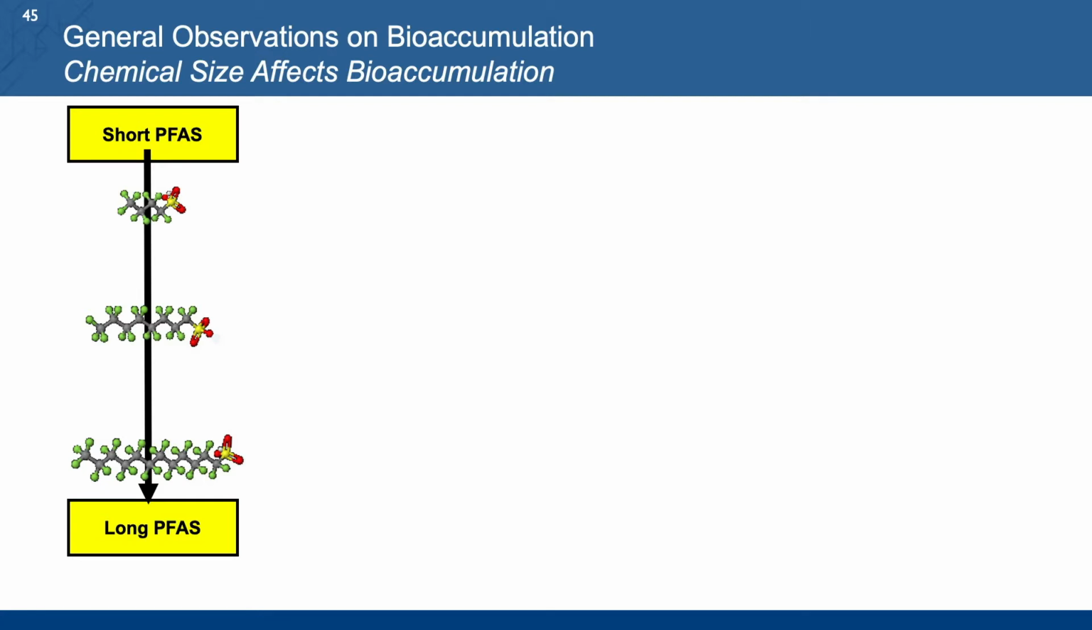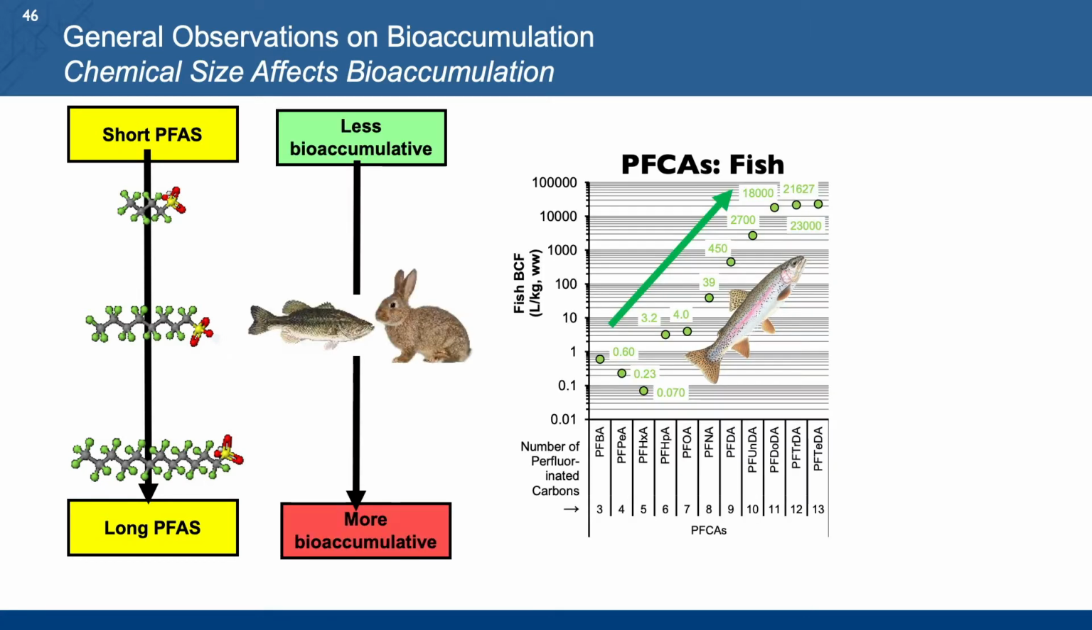So just to make sure we're all working from the same place, chemical size affects bioaccumulation. When we say chemical size, we really mean chain length, the perfluorinated chain length in the perfluoroalkyl acids. What we see in animal species, both terrestrial and aquatic, is that the longer the perfluorinated carbon chain, the higher the bioaccumulation. This is evidenced, for example, in these fish BCFs. BCFs are bioconcentration factors. I'll get into more detail on what BCFs are in just a moment.